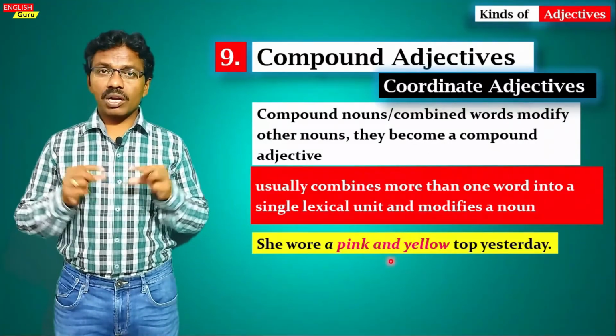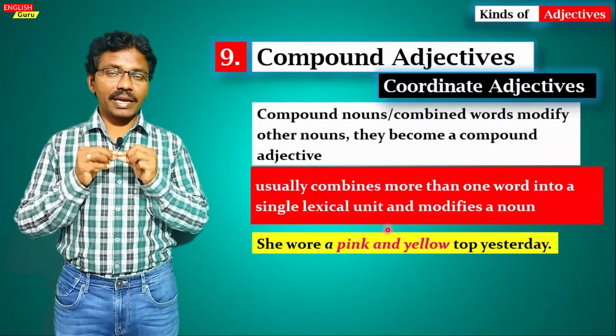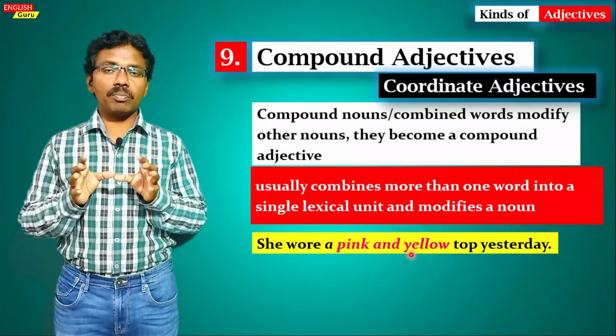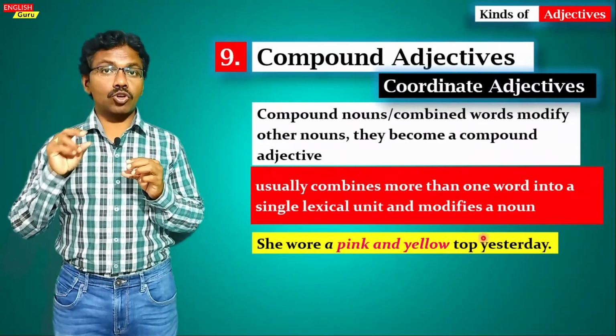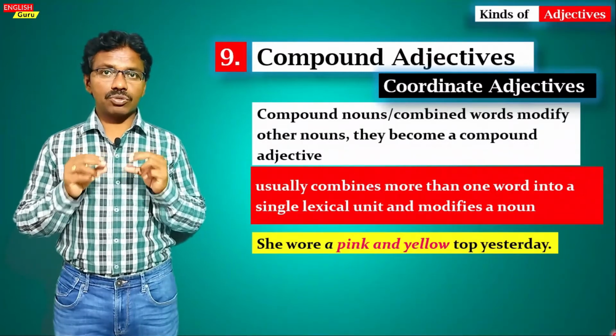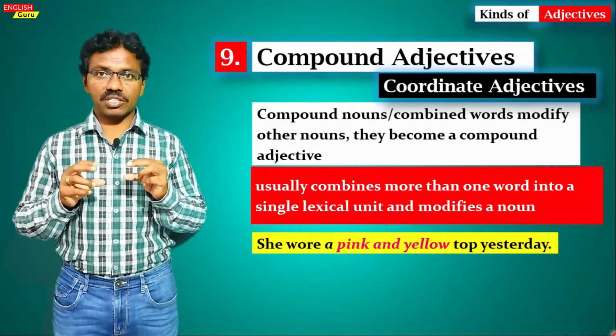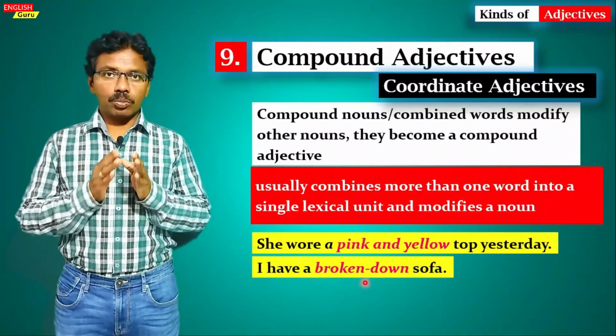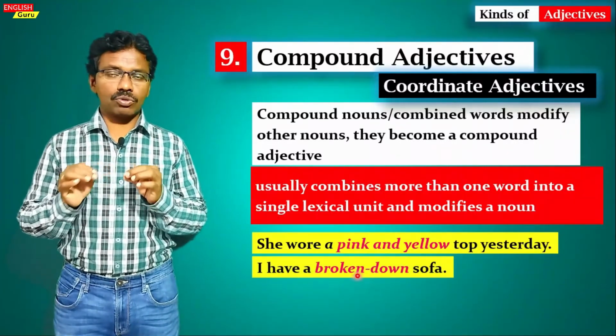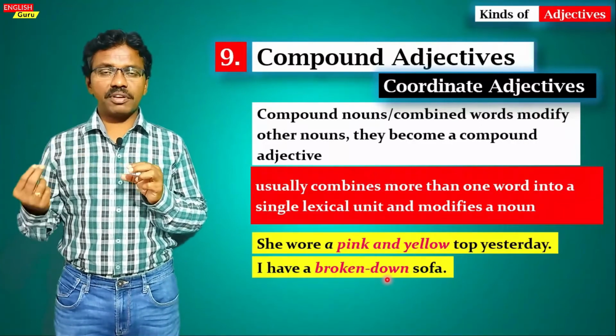So these two are combined with this particular word, and so these are called compound adjectives. These two words are qualifying top. That's the reason these two words are called compound adjectives. In the next sentence, I have a broken-down sofa. Broken-down is qualifying sofa.